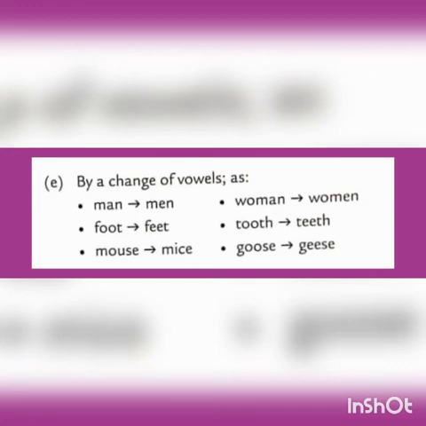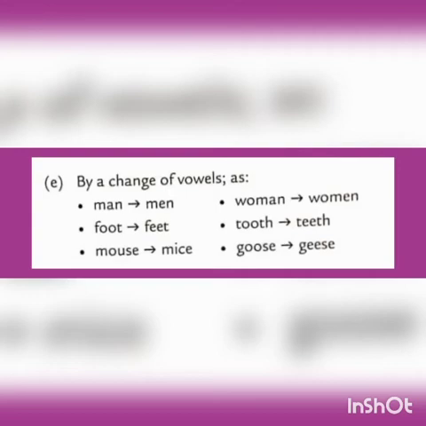We can change the vowel and then make a word plural. For example, man. The plural for man is men. You changed a into e and this became a plural. Similarly, it goes for woman. You will change the a, you will put e, the word becomes women, which is the plural form for woman.